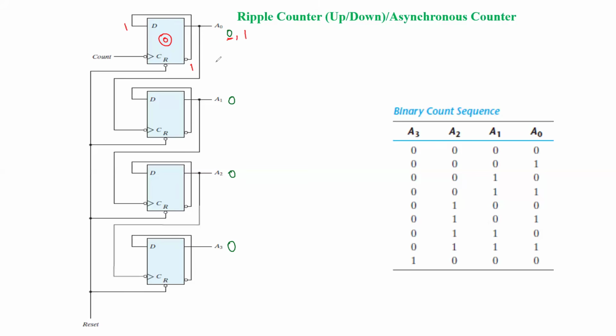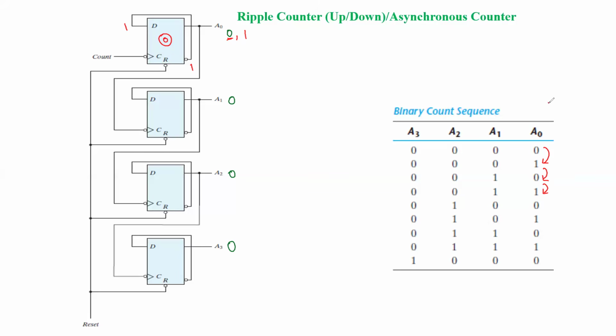So for each negative edge triggering clock pulse, that A0 is going to change. So that A0 is going to give the complement output every time. You can observe here that A0 is changing to 1, again it's changing to 0, again 0 to 1. So for each clock pulse, it has changed.